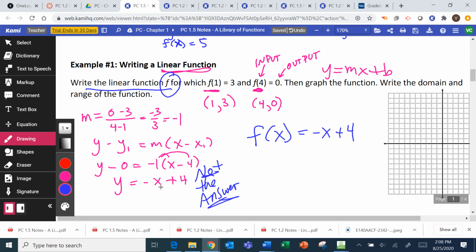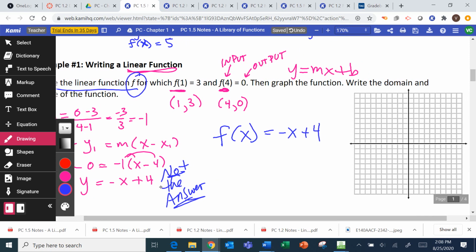All right. It also says to graph it. So 1, 3, 4, 0. I'm not going to take a ton of time to graph it because we already graphed a bunch today, and I'd rather get further. But just make sure that your slope fits those points as well.